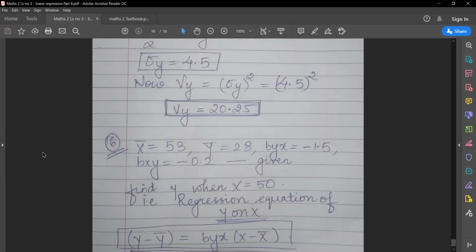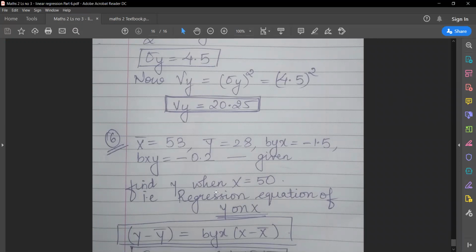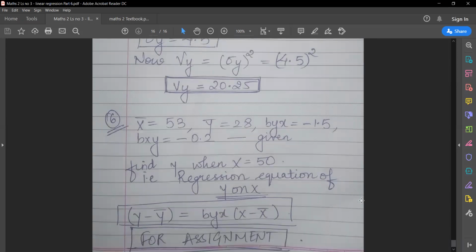So everything is given, class. That means when they are asking you to find y when x is equal to a given value, they are asking you to find the regression equation of y on x. So what was the formula, class? Y minus y bar is equal to byx into x minus x bar. So everything you have ready made over here. For y bar you can write 28, for byx you can write minus 1.5, and for x bar you can write 53, and then later on you can substitute the value of x to be 50. So this you can do, class, for assignment. I told you the last sum was the toughest one you could ever think of.